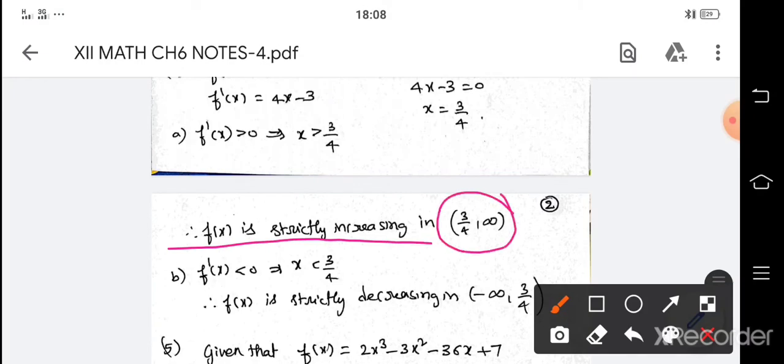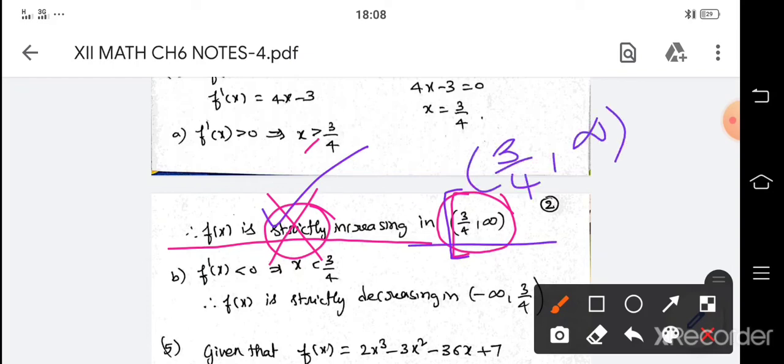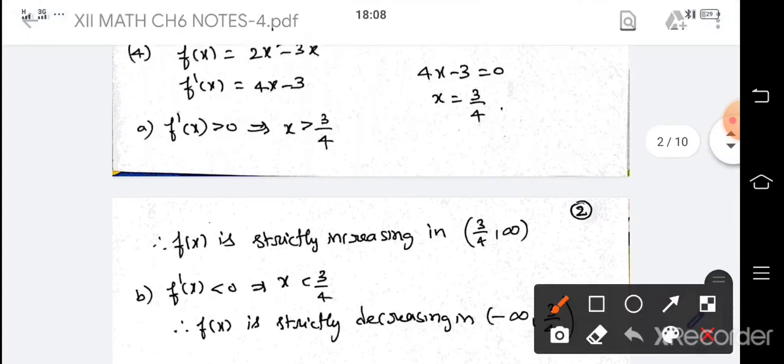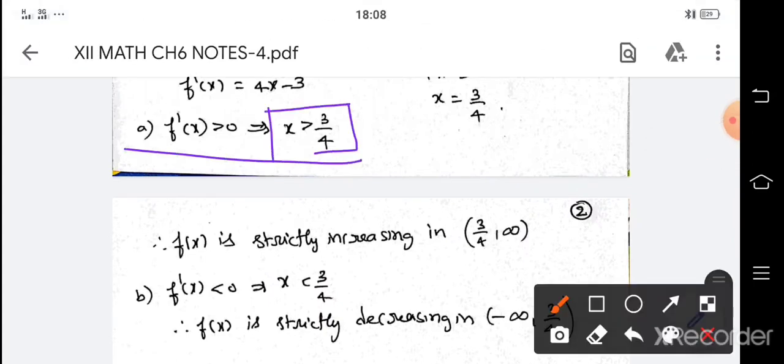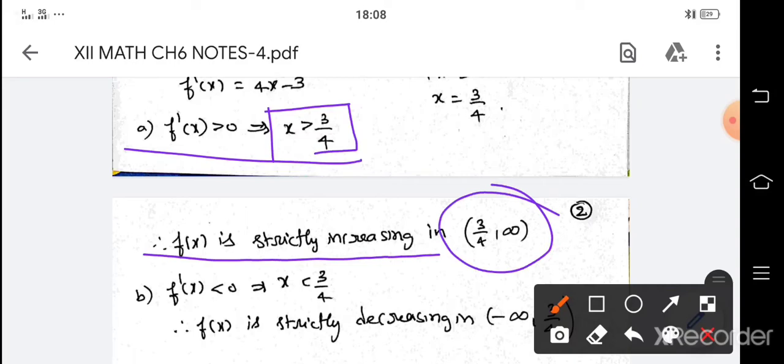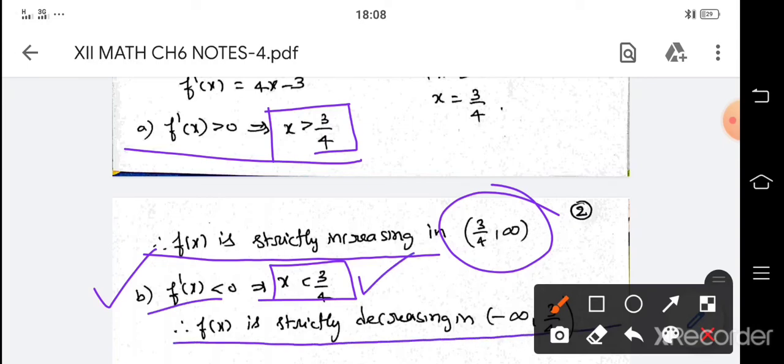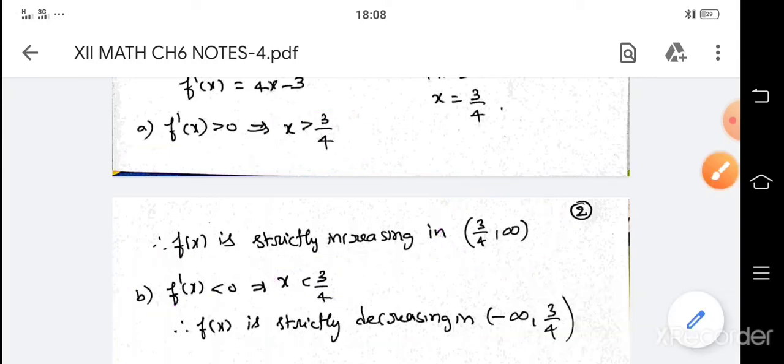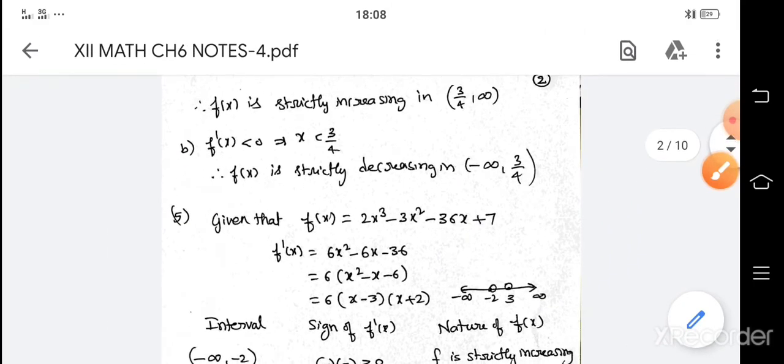If it is only increasing, if they don't put strictly, you should take greater than or equal to, and instead of the open interval you should put the closed interval like this. Since they put strictly increasing, we have to take the open interval (3 by 4, infinity), right? So f dash of x greater than 0, so x greater than 3 by 4, f of x is strictly increasing in (3 by 4, infinity). f dash of x less than 0, x less than 3 by 4. Solve the inequation to get this one. f of x is strictly decreasing in (minus infinity, 3 by 4), right?